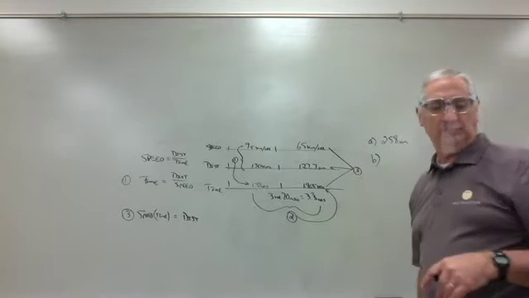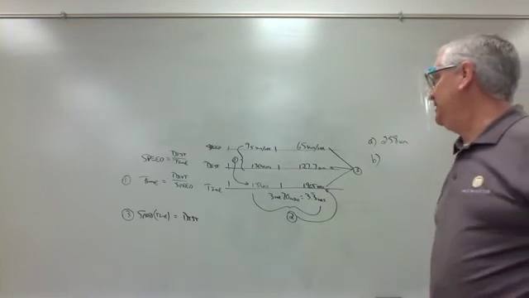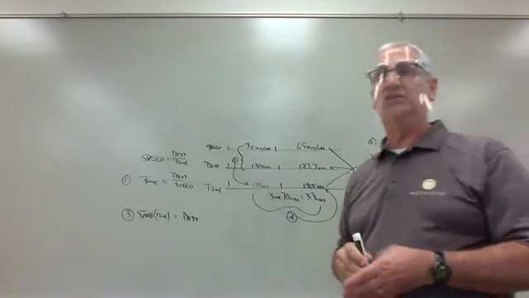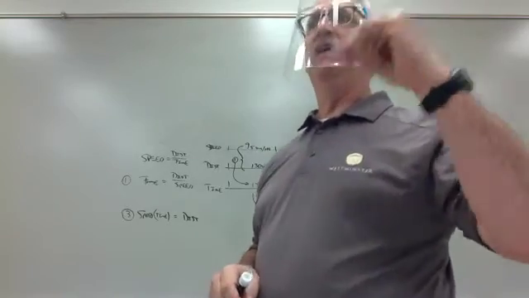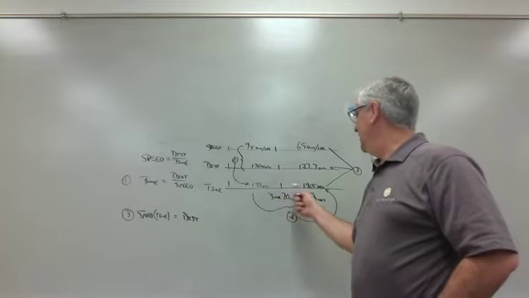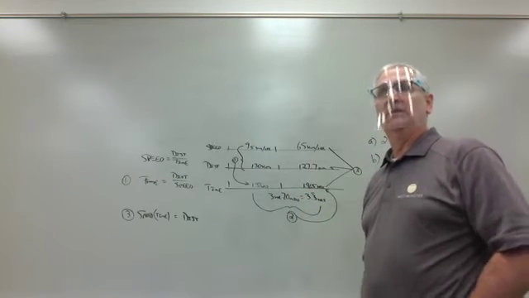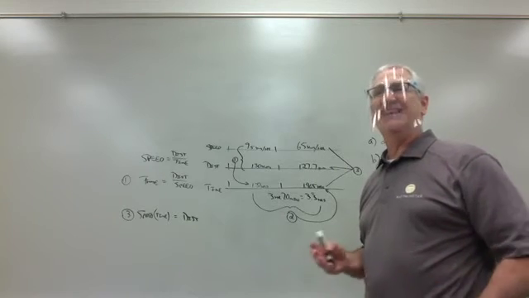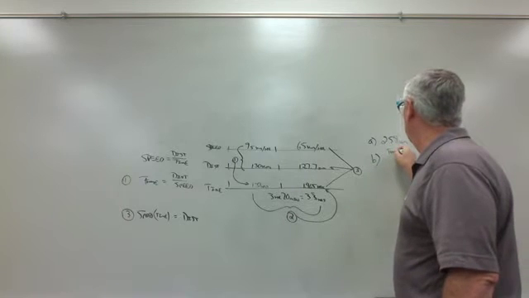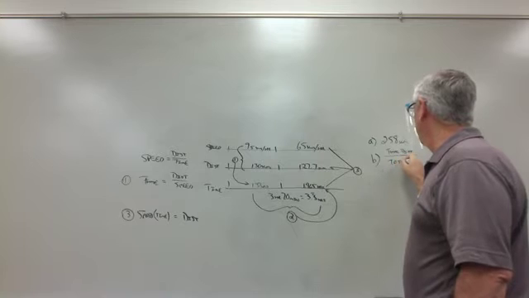B. It says, what is the average speed? Now we have 95 and 65. The temptation is to take 95 plus 65 divided by 2. The problem is they traveled for different lengths of time. Because they traveled for different lengths of time, the average speed can't be done that way. The average speed is total distance divided by total time.